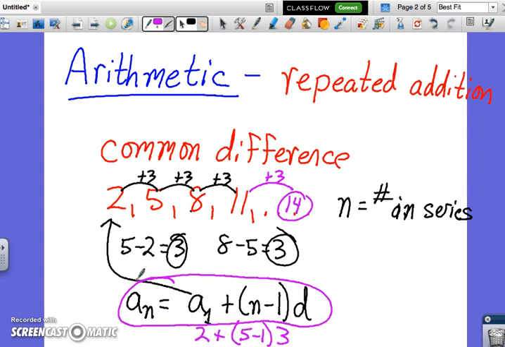So there's that formula. Make sure you write it down. Get it someplace where you won't forget it. Highlight it. Box it in. There is the formula for finding the nth number in a series. That is the formula for finding any number in an arithmetic sequence.